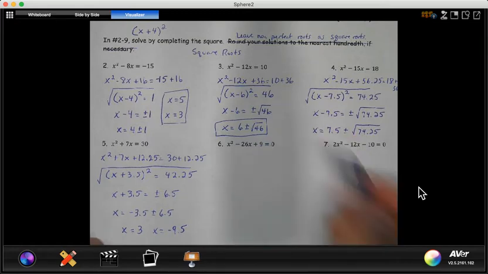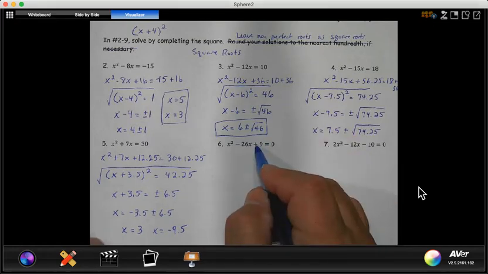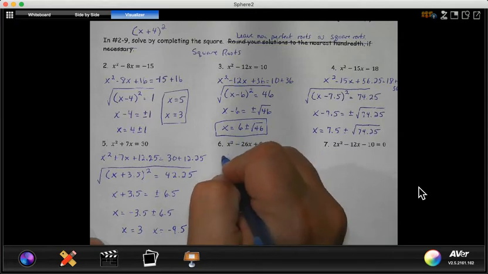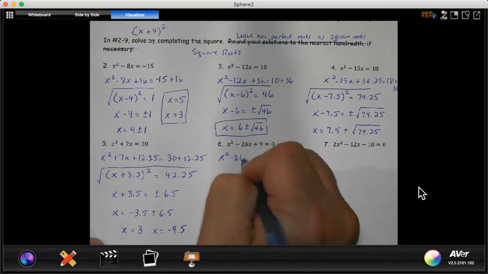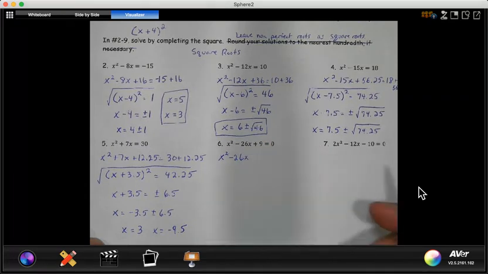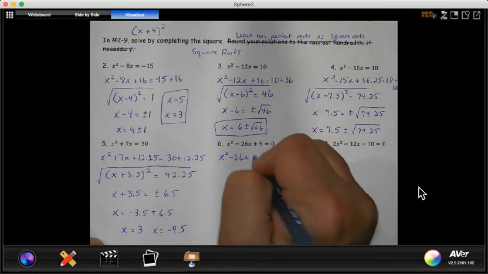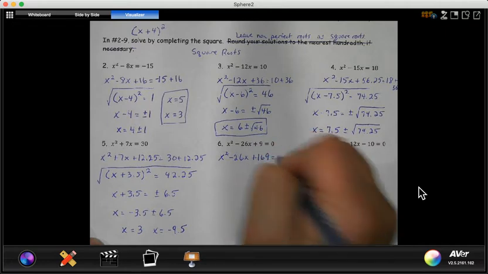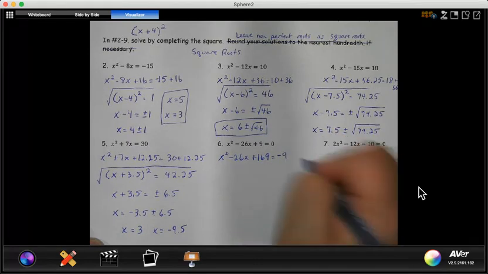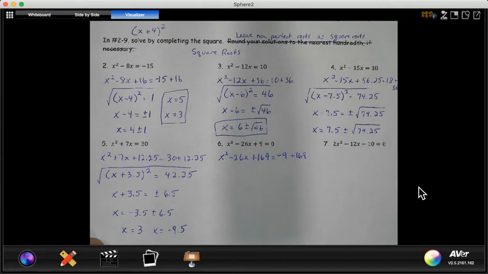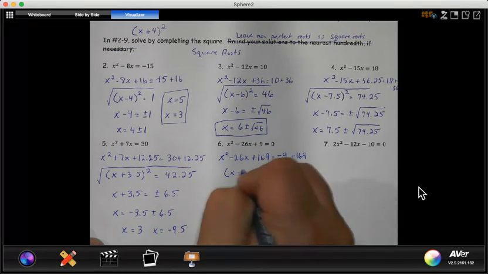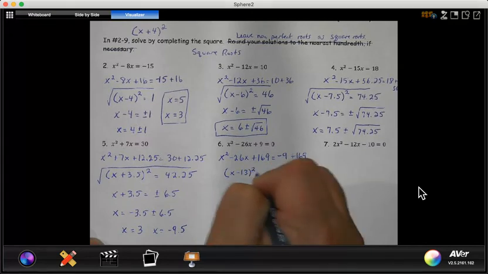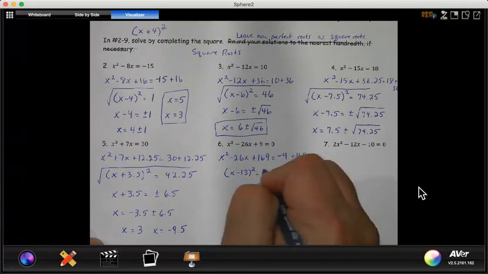Number 6. So this isn't set up, but all I need to do is just take the 9 and send it over to the other side. So watch. X squared, and then I have minus 26x. Half of 26 is 13. 13 squared is 169. But then I remember I got a minus 9, and then to balance, I had to add 169 to that side. And the reason we did that is so that we could factor the left. X minus 13 squared is equal to 160.